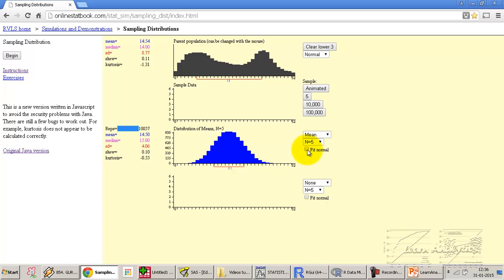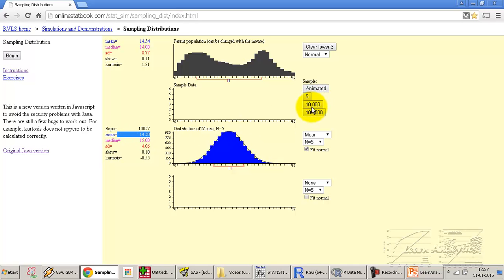If I click on this fit normal button, it shows how the expected distribution should have been, and the blue histogram shows us the actual distribution which is coming out, and it is showing an exact normal distribution. The central limit theorem tells us that the mean of all the samples that I extract will begin to approach the population mean. The population mean was 14.54, and the sample means are coming out to be 14.5, which is very close.